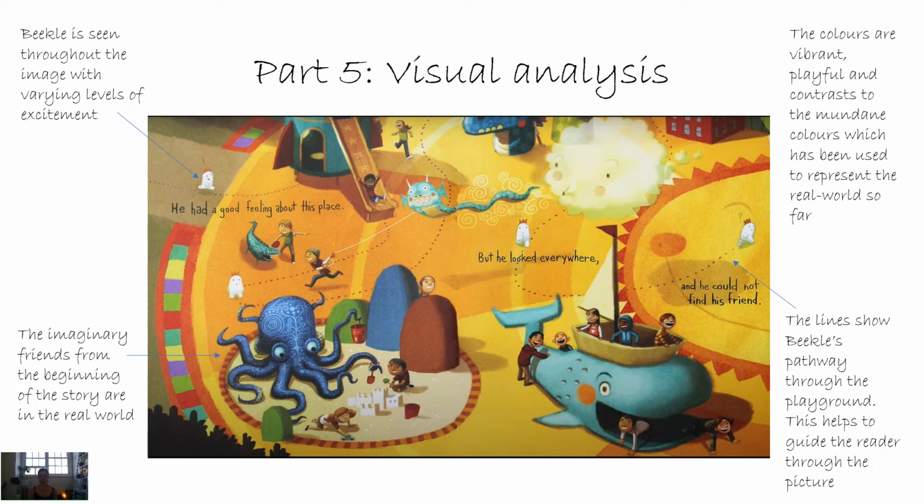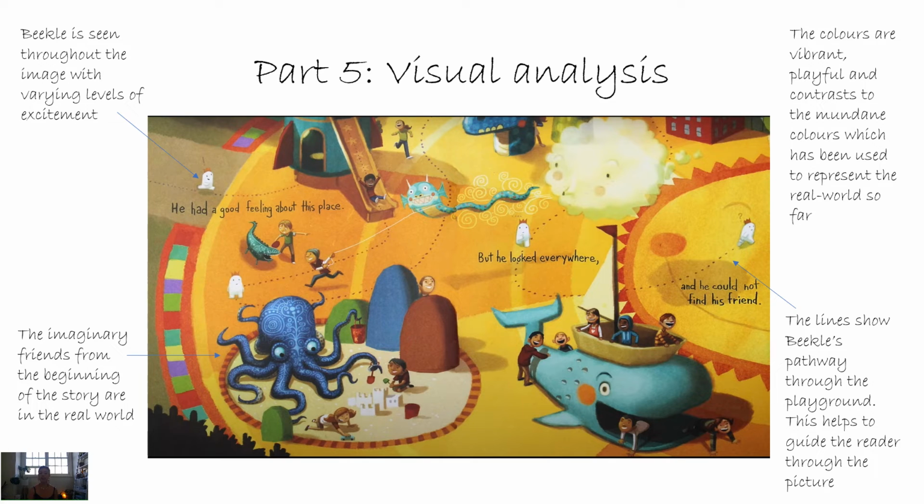Salience. Salience is given to Beekle. The solid white colour and comparatively small size makes him stand out from the vibrant colours of the image's setting. He is also copied to multiple locations within the image to show his progress throughout the park. Beekle is a vector who draws the attention of the reader through the image.